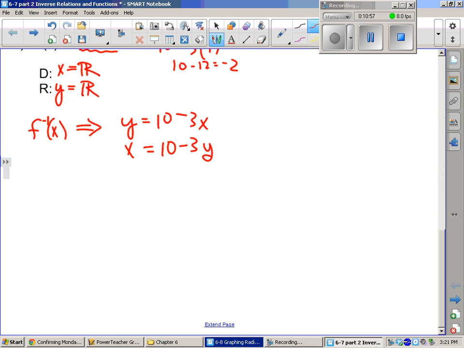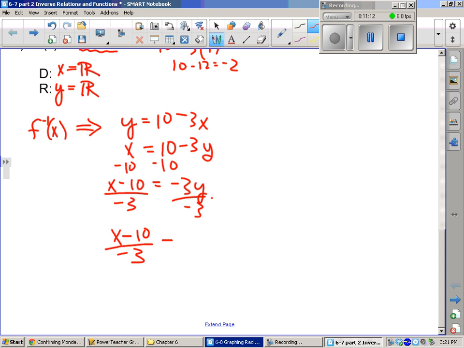So I'm going to subtract 10. So I have x minus 10 on the left and negative 3y on the right. Then I'm going to divide by negative 3. So you can leave it as x minus 10 over negative 3, or you could put the negative on the top and make it negative x plus 10 over 3. I think we'll accept either one of those answers. Okay, that's the equation. So that's our inverse.